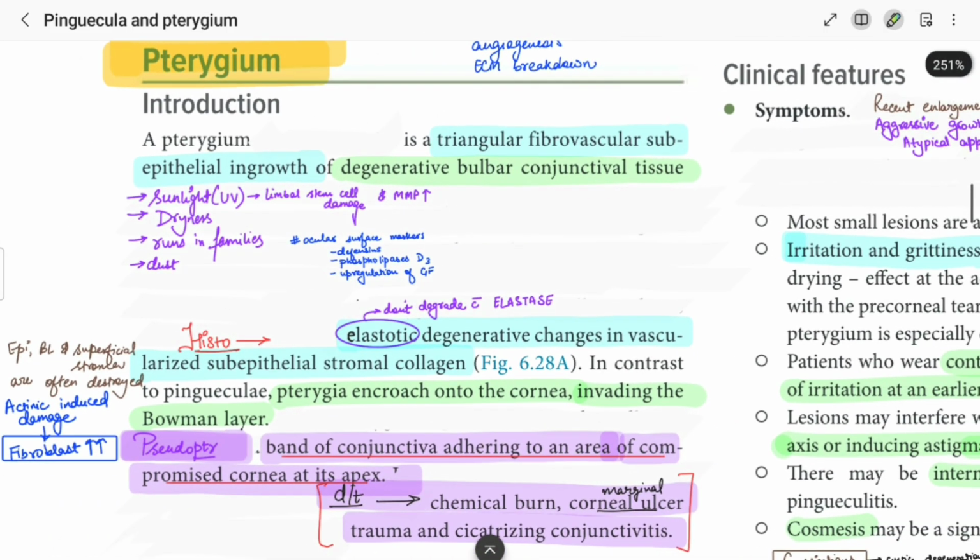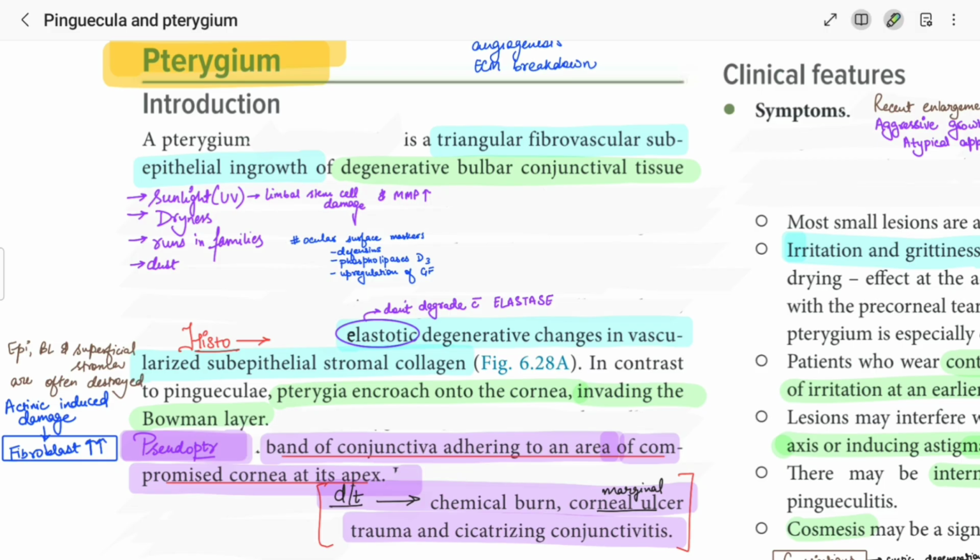Coming to the histology, it is elastotic degenerative changes in vascularized subepithelial stromal collagen. The word elastotic means that they don't degrade with elastase. A detailed histology will show that the epithelium, the Bowman's layer, and the superficial stroma are often destroyed, and the damage is actinic induced. So, as I told you in pinguecula, here also there's increased fibroblast. So, we can say that the damage is actinic induced.